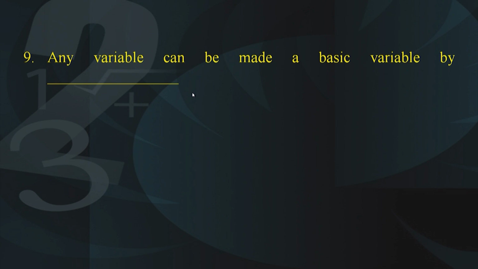The ninth question, any variable can be made a basic variable by dash. So, the dash has to be filled based upon what we have discussed, that is, any variable can be made a basic variable by applying some kind of operations. What are those operations called? So, you have to fill in that dash.